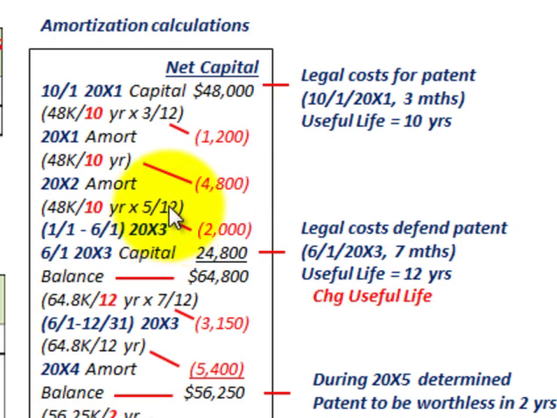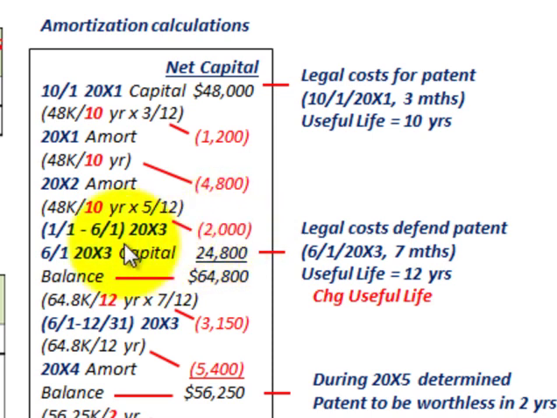Now this is where we're going to have some legal costs to defend the patent on 6/1 20x3, and this is what we're going to have to look at. Up until that date, we can still use our initial capitalized amount of $48,000, divided by a 10-year life, and we take it for that portion of the year from January 1st through June 1st at 20x3. That represents 5 months, so 5/12 of our 48,000 divided by 10 years gives us an amortization expense for those first 5 months of $2,000.